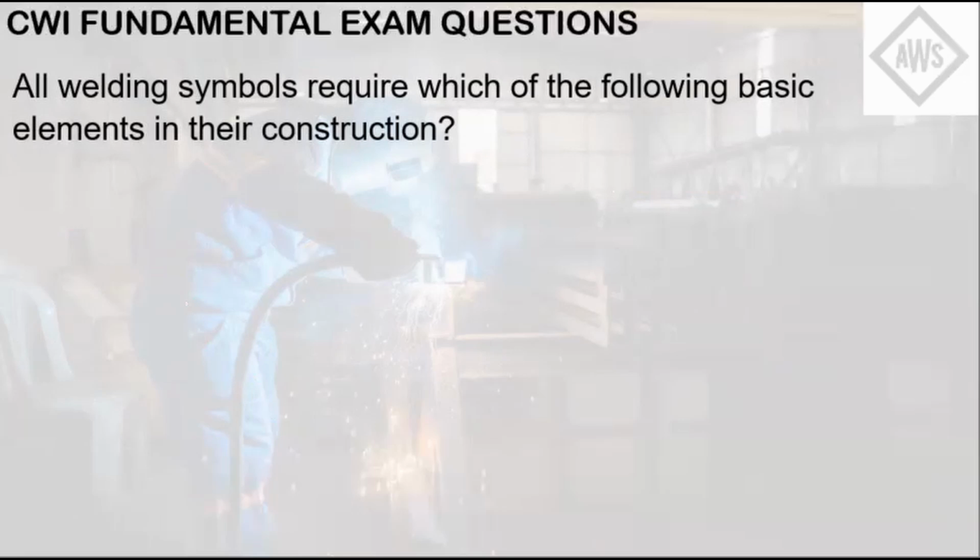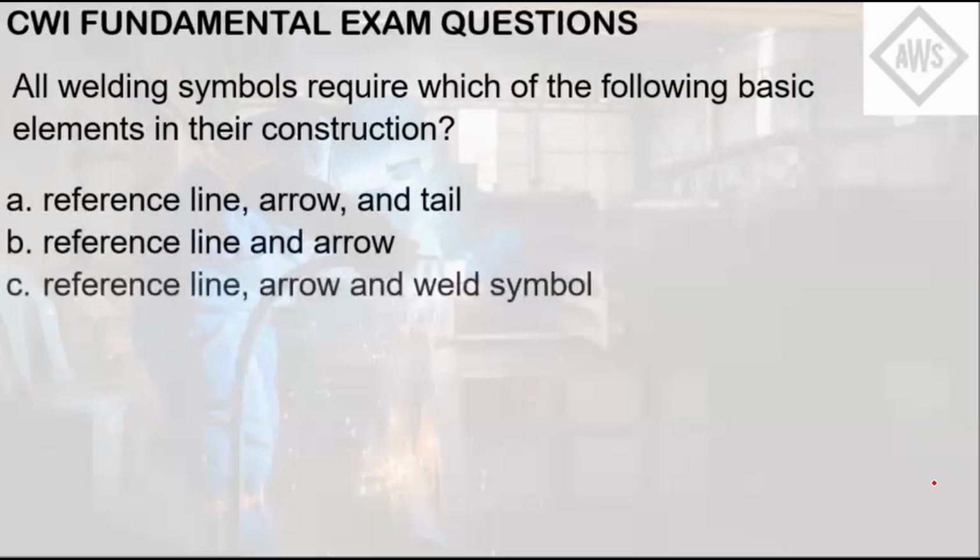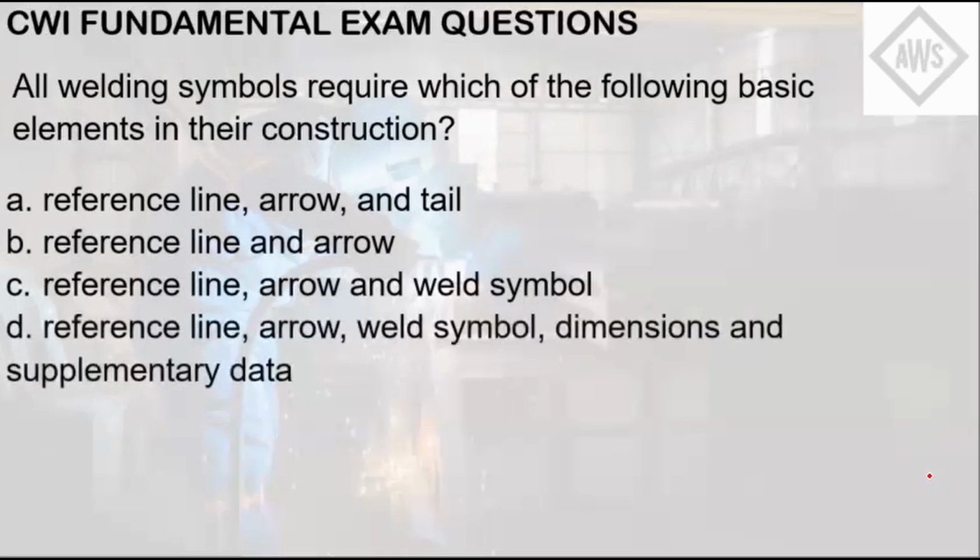All welding symbols require which of the following basic elements in their construction? Letter A, reference line, arrow, and tail. Letter B, reference line and arrow. Letter C, reference line, arrow, and weld symbol. Letter D, reference line, arrow, weld symbol, dimensions, and supplementary data. Letter E, reference line only.